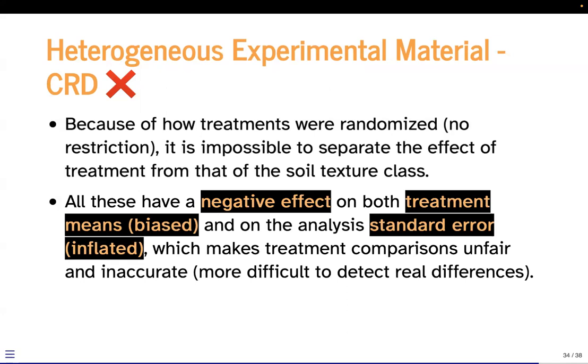And so what ends up happening is we're going to have a negative effect on the treatment means, right? So they're going to be biased, but also this is going to inflate the standard error of the analysis. And really, the standard error of an analysis of variance is going to drive the p-values of our ANOVA table. It's going to drive the pairwise comparisons you make on the treatment means. So it's really going to impact the whole analysis if we make a decision like in this example here.